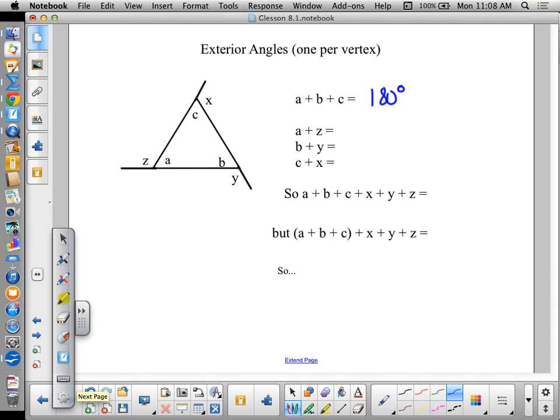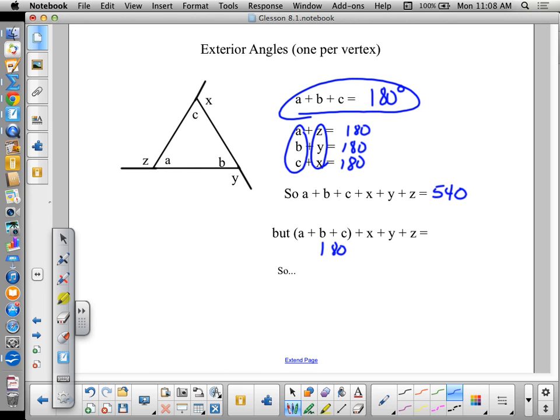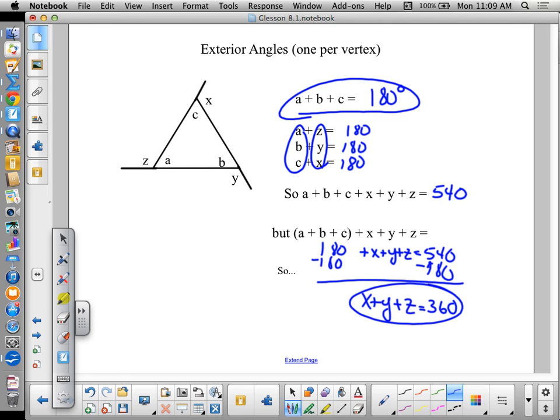But what would the sum of A and Z be? How about B and Y? C and X? So if I do A plus B plus C plus X plus Y plus Z, so I add all those together, I get 180 plus 180 plus 180, which is 540. Right? But A plus B plus C, we already know, is 180, plus X plus Y plus Z equals 540. So if I subtract 180 from each side, I get X plus Y plus Z equals 360. So the three exterior angles added together don't add up to 180, they add up to 360. That's in a triangle.